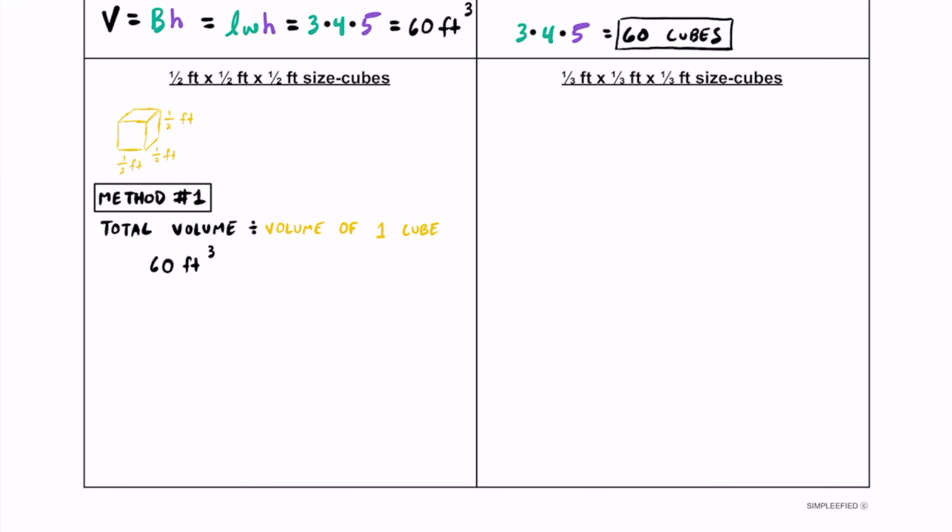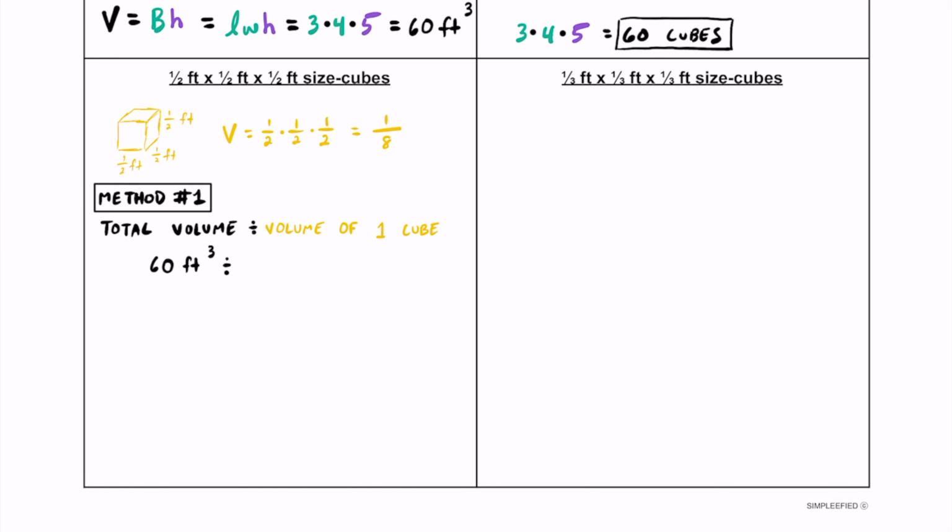We found that out earlier. But what was the volume of one of these particular cubes? Well, the volume of this cube would just be length times width times height, so it's going to be half multiplied by half multiplied by half. So in the numerator, 1 times 1 times 1 is still going to be 1, and in the denominator, 2 times 2 times 2 is going to be 8.